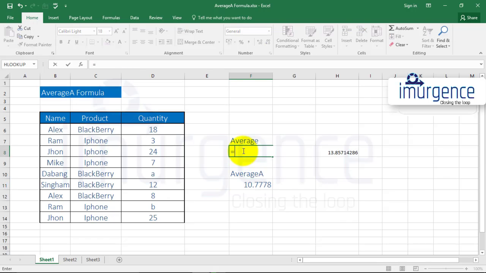But for AVERAGE, if I calculate average, close the bracket, see, same range, two different answers. AVERAGE gives you 13.85, AVERAGEA gives you 10.7. So this is how you use the AVERAGEA formula.